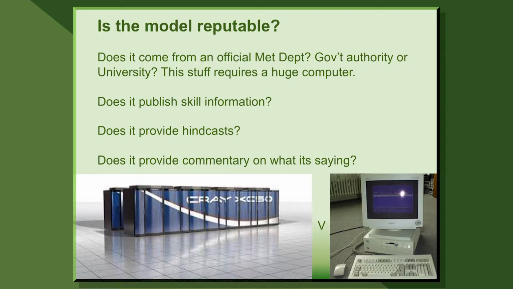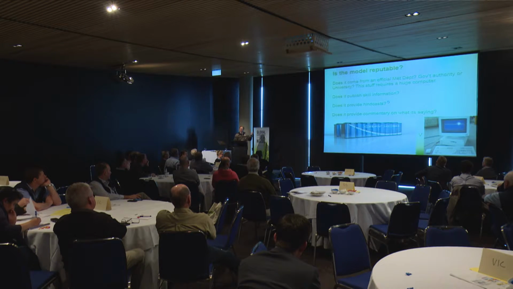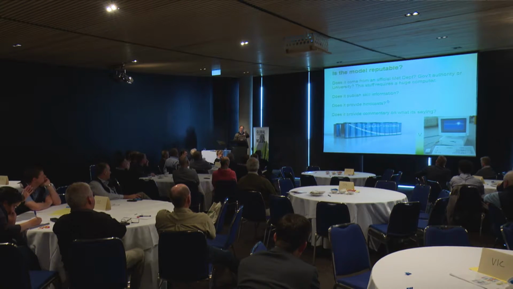So does the computer publish skill information, or the model agency? Do they produce information where they've tested their model over time and they can tell you, we know where it's good and we know where it's poor, and it's better at these times of the year than others, as opposed to not telling you that information at all?